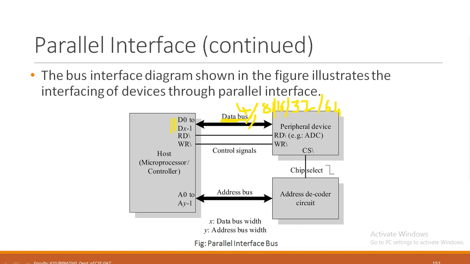This parallel interface gives the highest speed for data transmission. Parallel interface gives the highest speed for data transmission as compared to serial data transmission.